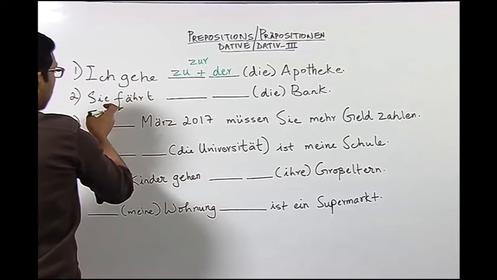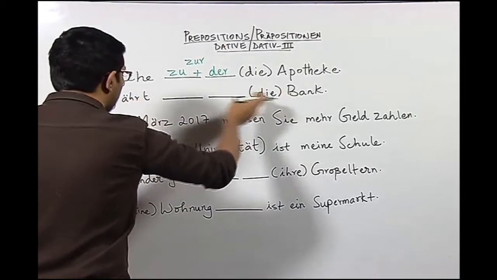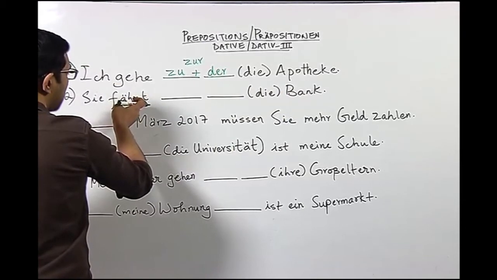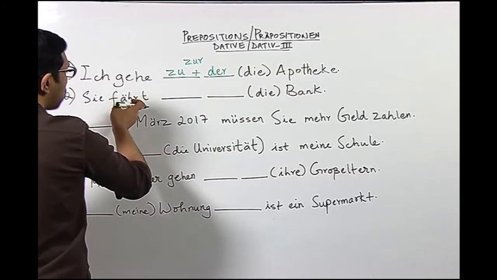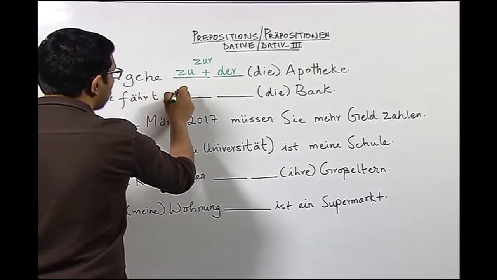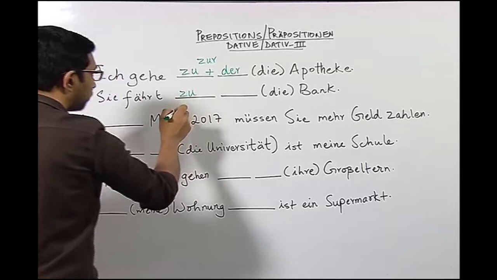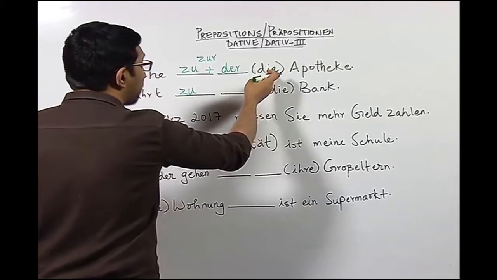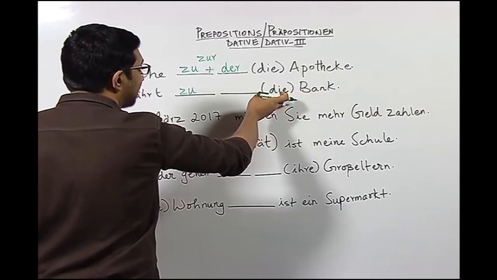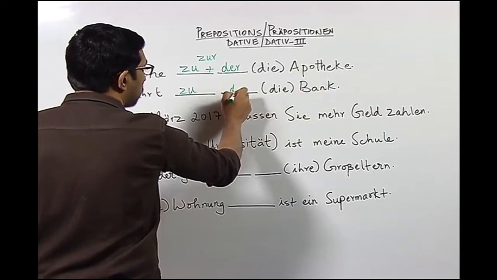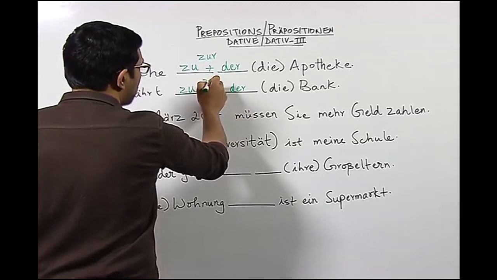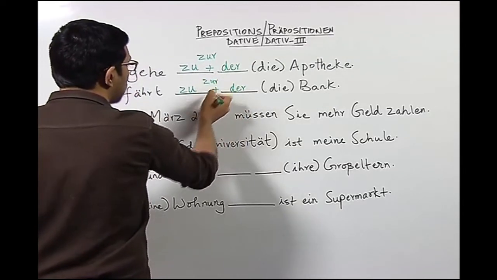Now, in sentence number 2, "Sie fährt die Bank." Here again we have a movement verb fährt, which is from the verb fahren, which means to drive or to travel. Now, in this context also we use the preposition zu, and like in the previous example, here also for the noun Bank we have the article die, which is converted into der, and we can always combine it if you want and make it into zur.